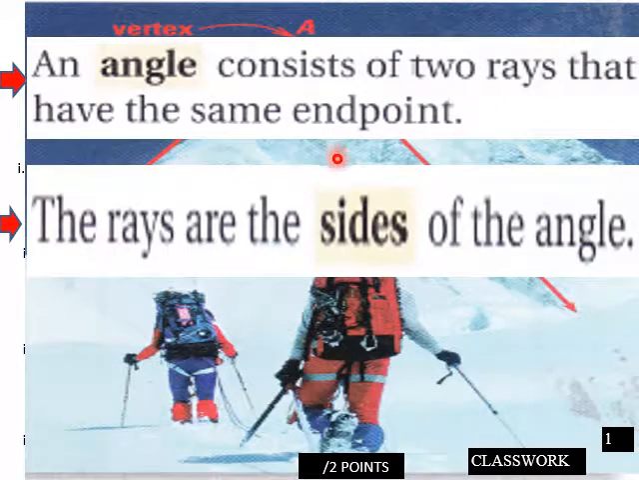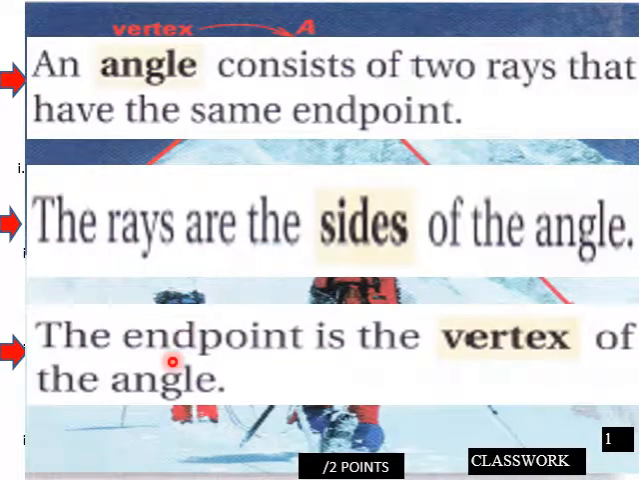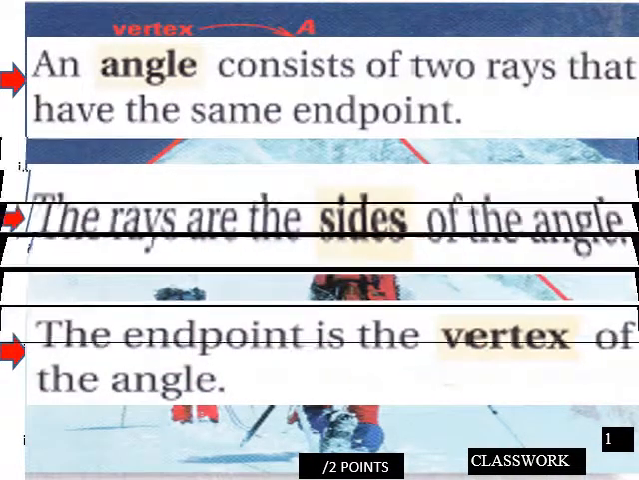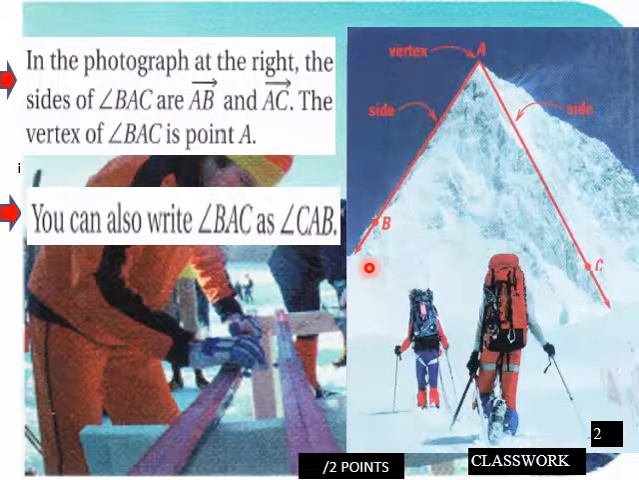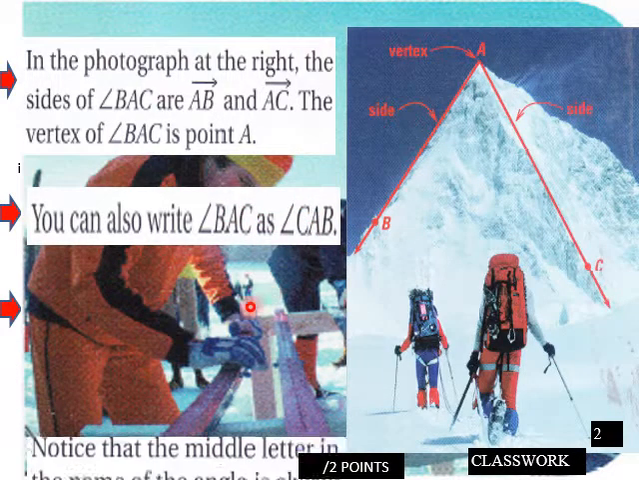Okay, an angle consists of 2 rays that have the same endpoint. The rays are the sides of the angle. The endpoint is the vertex of the angle. In the photograph at the right, the sides of angle BAC meet at point A. This would be your vertex here. You can also write angle BAC as CAB. You can go back this other way as well.